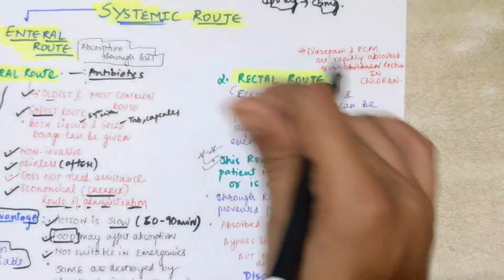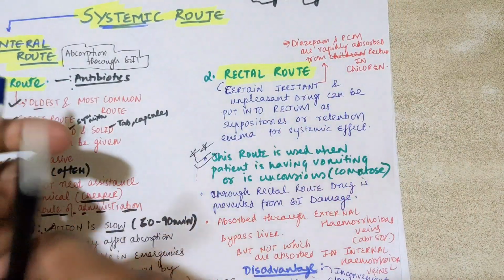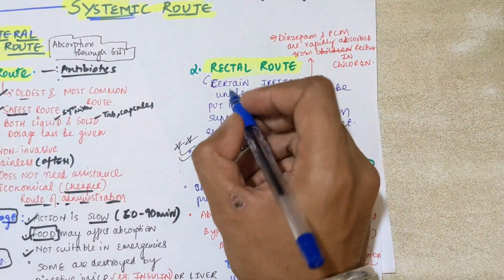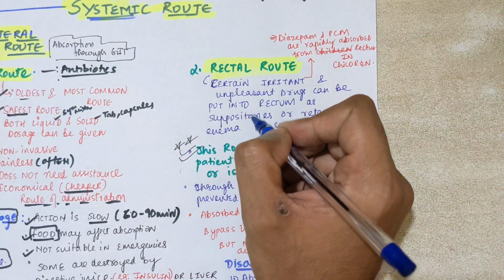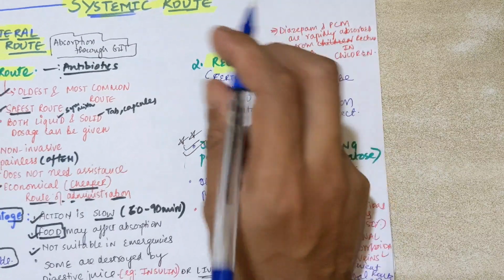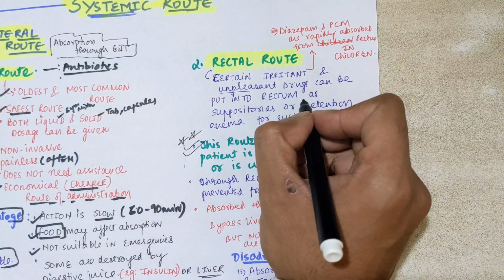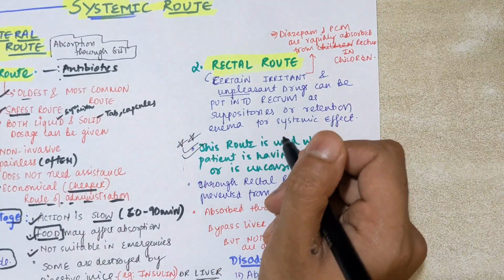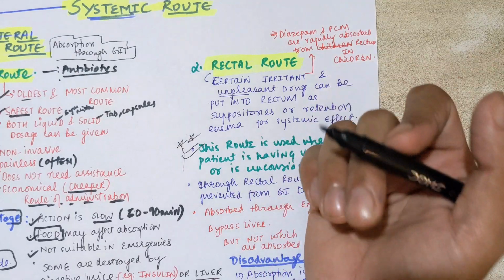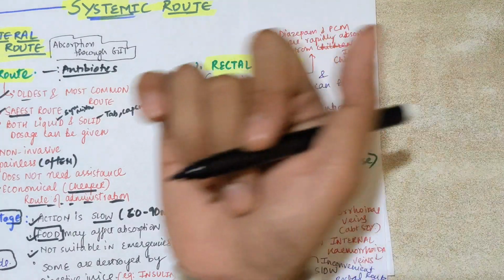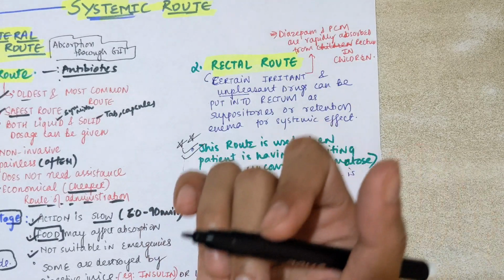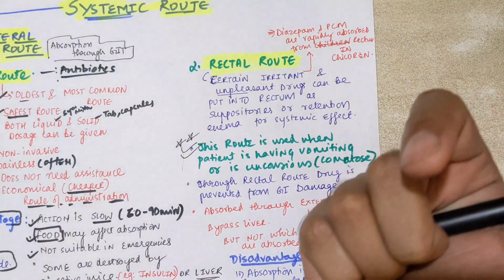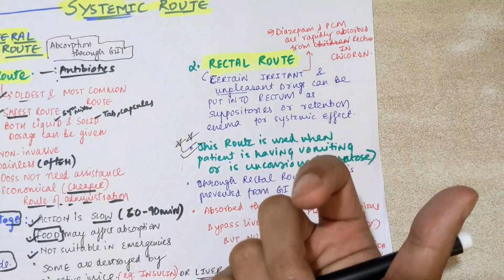Now let's move on to the rectal route, the second, the lower opening in our body. Clear? In the case of the rectal route, irritant and unpleasant drugs are administered, and they can be put into the rectum as suppositories or retention enema for the systemic effect. We administer drugs which are irritant or unpleasant and can't go through the mucous membranes, as the mouth has a mucous membrane, so those drugs we can administer through the rectal route.